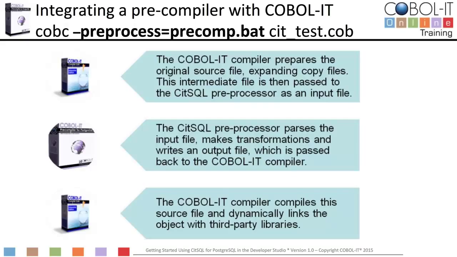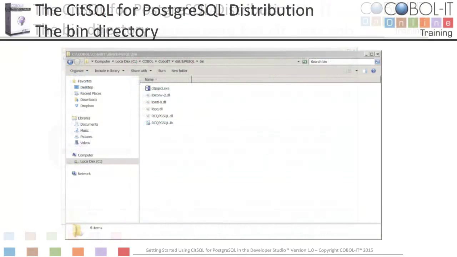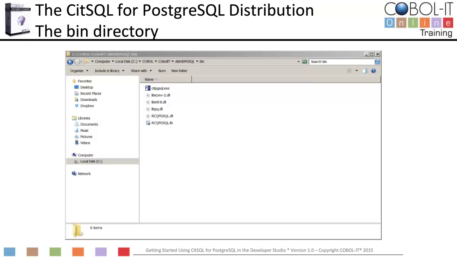Let's proceed now to more specifics. It's important to understand the key components in your CitSQL for PostgreSQL distribution. Let's start with the bin directory. This is the CitSQL for PostgreSQL bin directory. CitPGSQL is the pre-compiler. RCQPGSQL.dll is the runtime component. libpq.dll is the PostgreSQL client library.